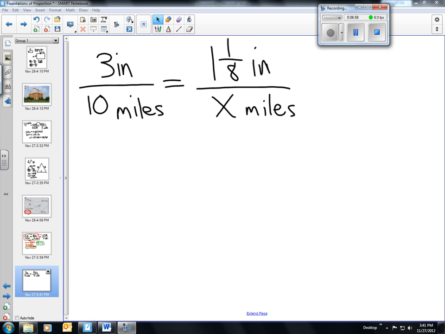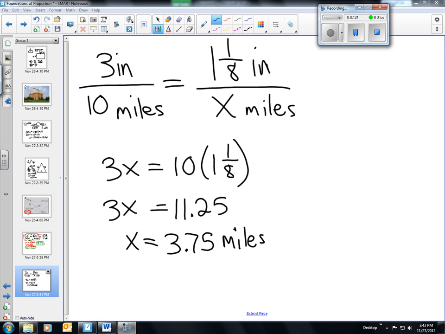In example 5, we are told that we're on the Smoky Mountains National Park map and that 3 inches is 10 miles on this map. And so here, again, we can set up our proportion with the fact that we want to know how many miles 1 1/8 inches on the map is. And we know it has to be less than 10 miles because we're dealing with less than 3 inches. So again, we can use the cross product or the scale factor method. If you use the cross product method, you're going to get 3x equals 10 times 1 1/8, and then you'll get x is 3.75 miles.